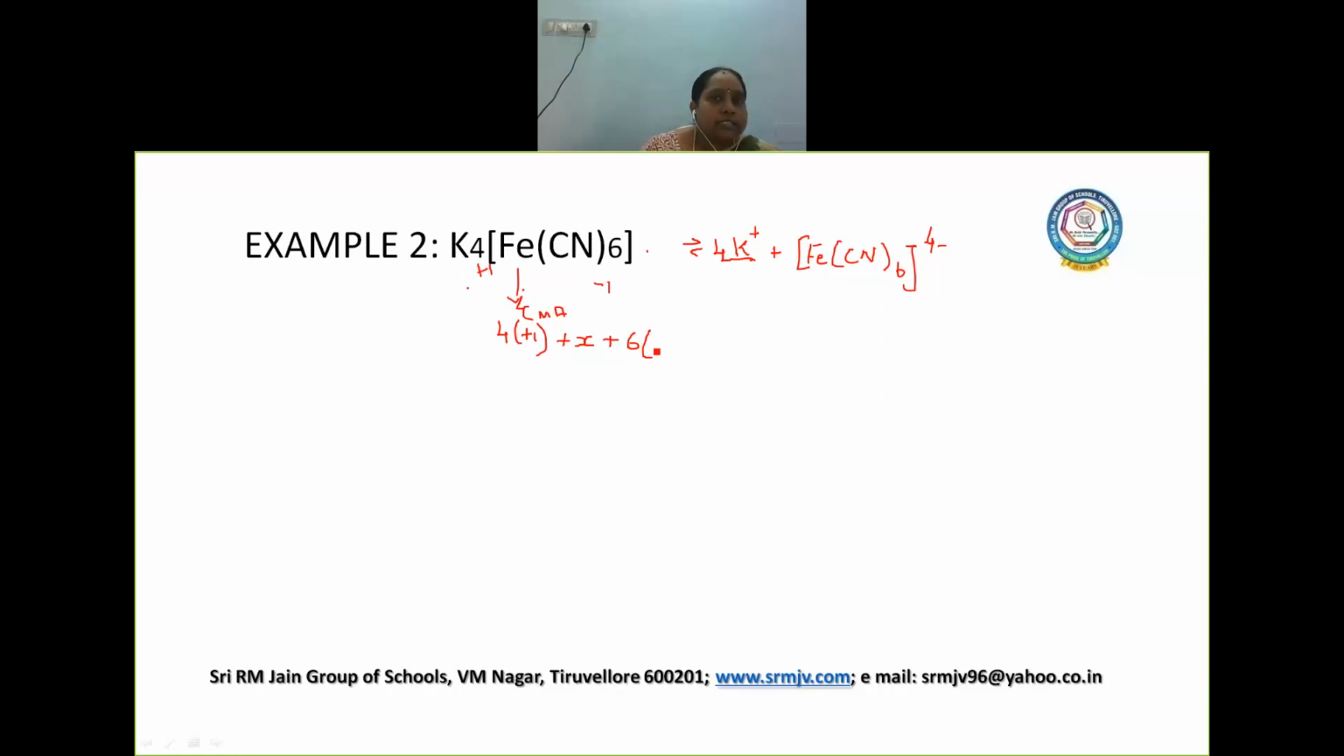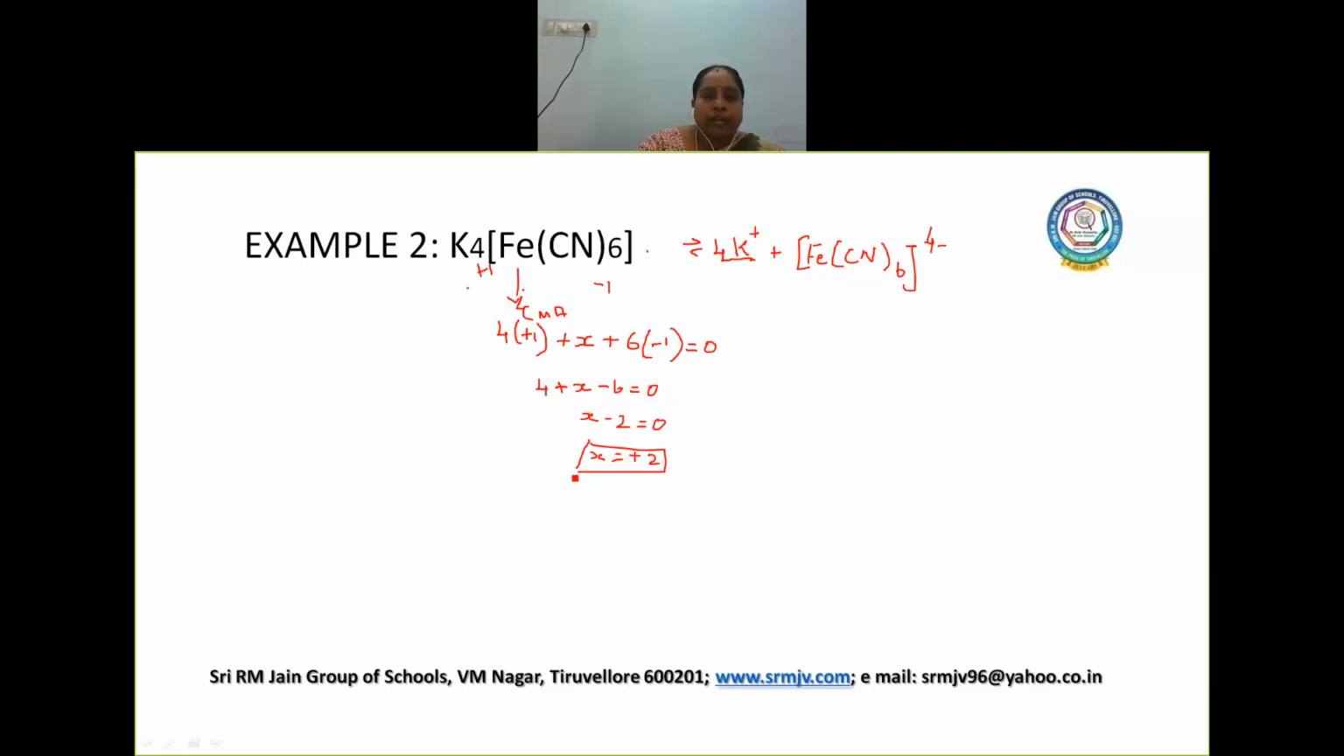Okay, and 6 into -1, whereas there is no residual charge on the sphere, so it is 0. So 4 plus x minus 6 is equal to 0. Then x minus 2 is equal to 0. Therefore, x is equal to +2. Is it clear, children? Okay, so this is the oxidation state or oxidation number or charge of the central metal atom. Is it clear?